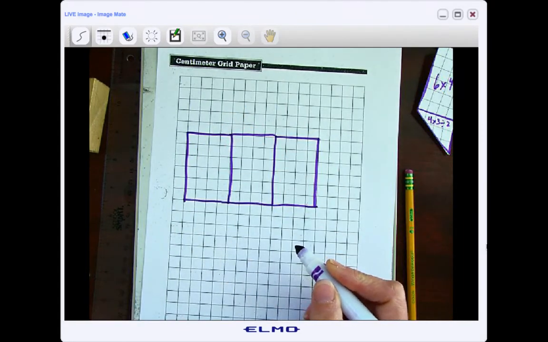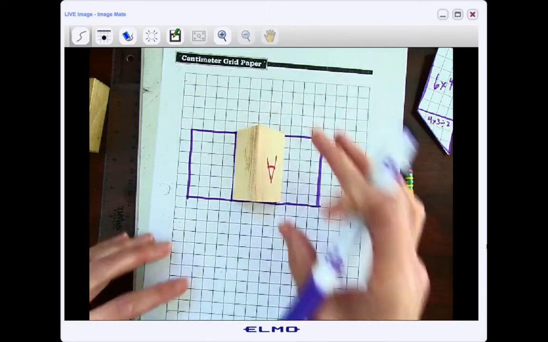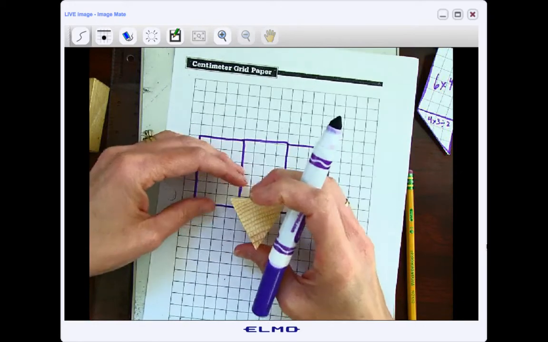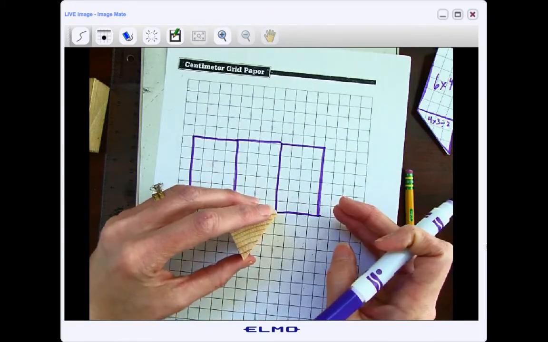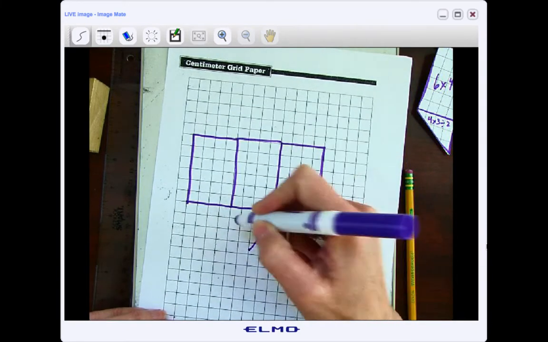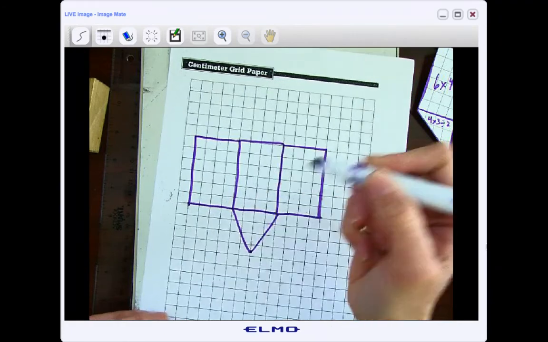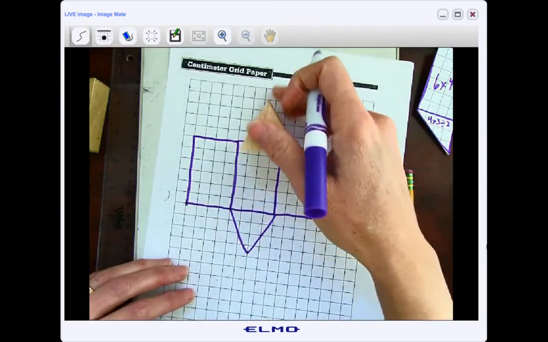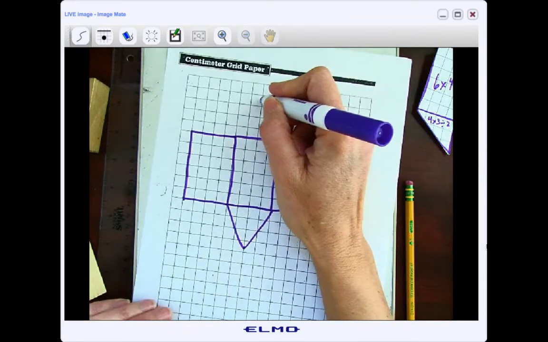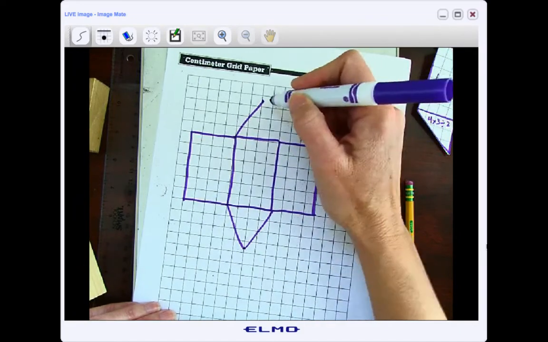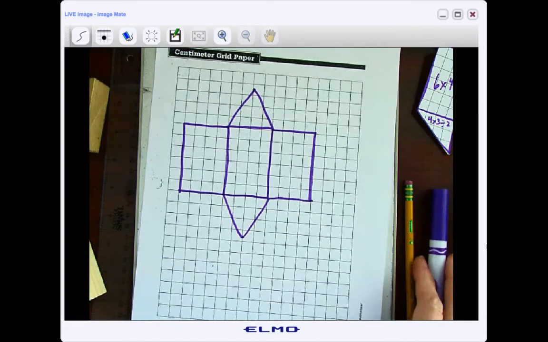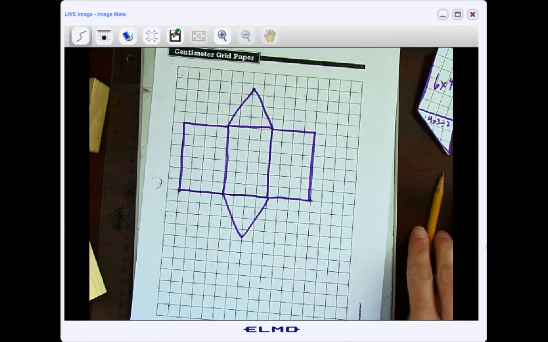Okay, so that would cover what's called my lateral area, the area around. And now I need to cover the 2 bases, so I need triangles for those. I'm going to see, it goes to about here. This one didn't hit exactly on there real well, so a little bit taller than 3, about here. Okay, so I've got my net. Let's go ahead and cut it out and see how well it works.